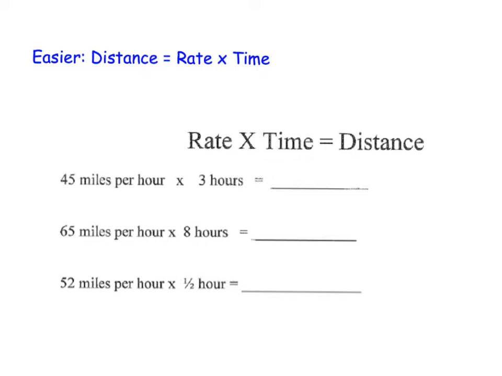If you go 65 miles per hour for 8 hours, you just go ahead and grab your calculator. And 65 times 8 is 520 miles. You might be told that you go 52 miles per hour times a half hour. Well, a half hour you would change to a 0.5 on a calculator, or you would divide that 52 by 2, and either way you get 26 miles. So those were the easy ones. Let's look at some that are a little more challenging.